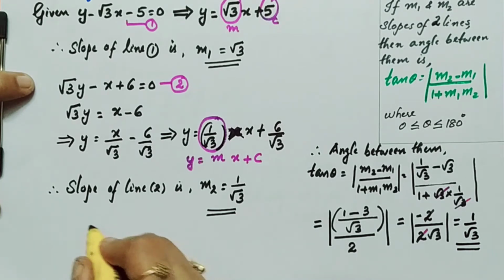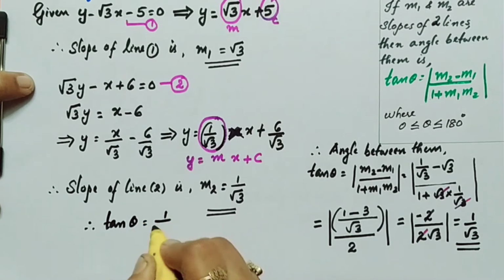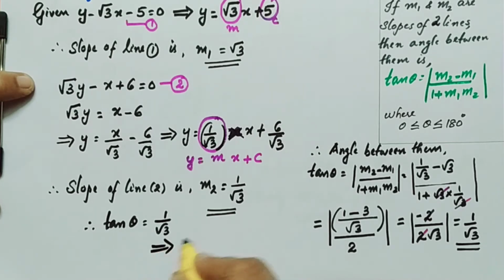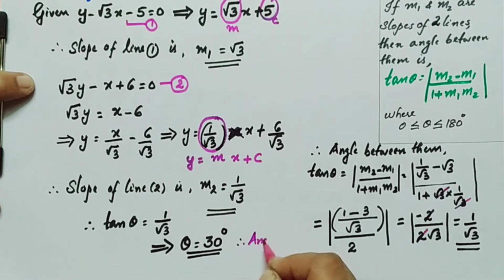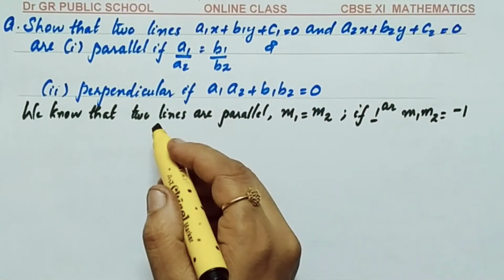Therefore, tan theta equals 1 by root 3. But we know which value of tan gives 1 by root 3: tan 30 is 1 by root 3. Therefore, the angle between the lines is 30 degrees.